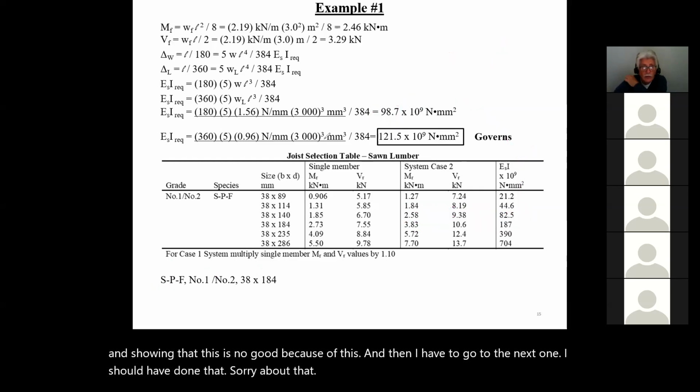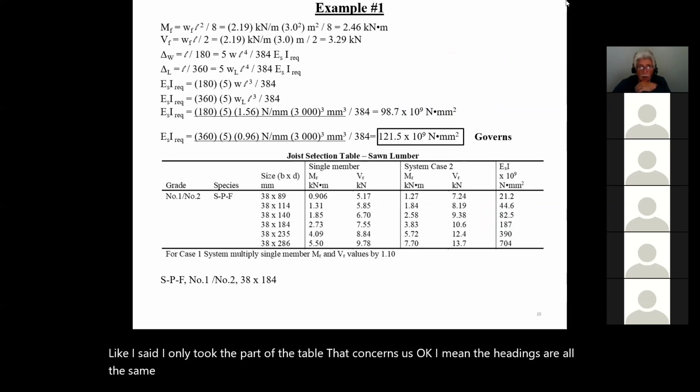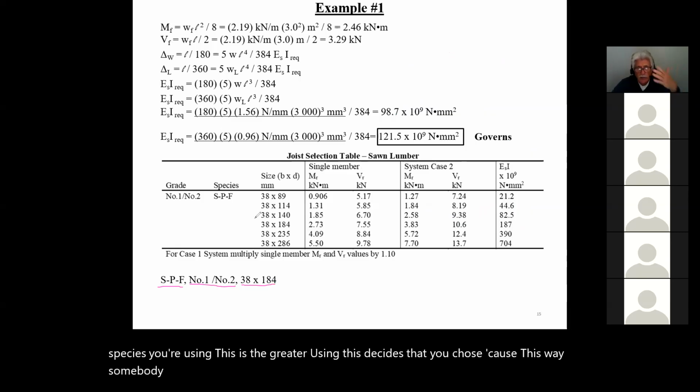And like I said, I only took the part of the table that concerns us, okay? I mean, the headings are all the same in the tables and all that. Okay, so this is what I want to see. I want you to tell me this is the species you're using, this is the grade you're using, this is the size that you chose, because this way somebody that's checking your calculations, if they want to go back, they can go back to the table and see, yeah, let's see if he took the right values, you understand?